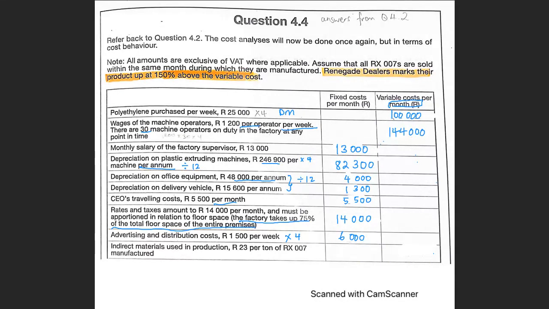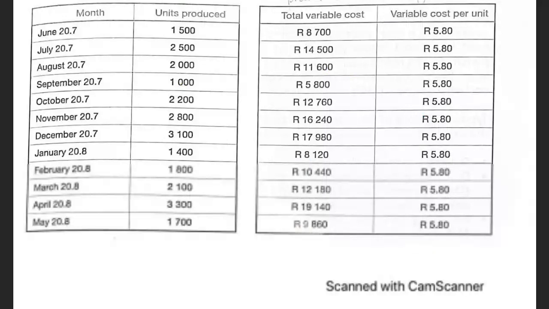Then you have your indirect materials that are used in the production process. It is 23 Rand per ton of the item produced or manufactured. So it's 23 Rand per ton. We need to know now how many tons we produce for the month. So we had already determined this in question 4.2. Remember, we said it was 320 for the week. So for the month, it would be 320 times 4. And that gave us the 1,280 tons for the month.